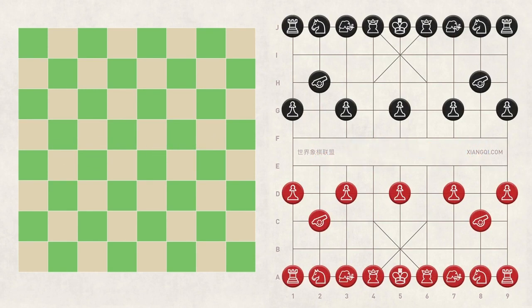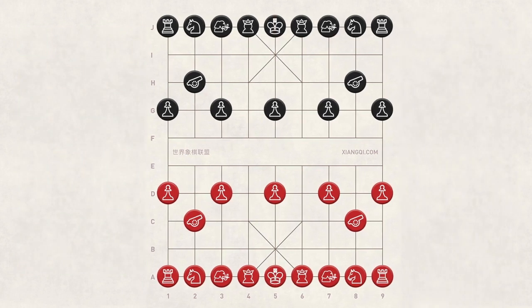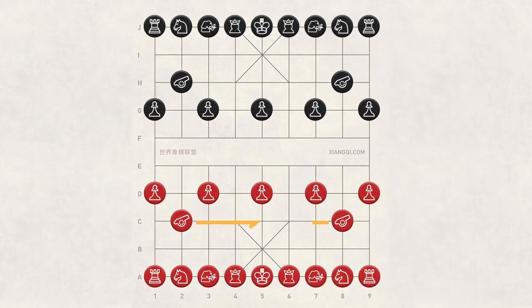Another key difference is that the initial piece layout in Xiangqi is completely symmetrical around the middle file, whereas the placement of the king and queen in international chess break this symmetry. This difference simplifies opening theory in some aspects, as certain moves are identical to each other due to symmetry.